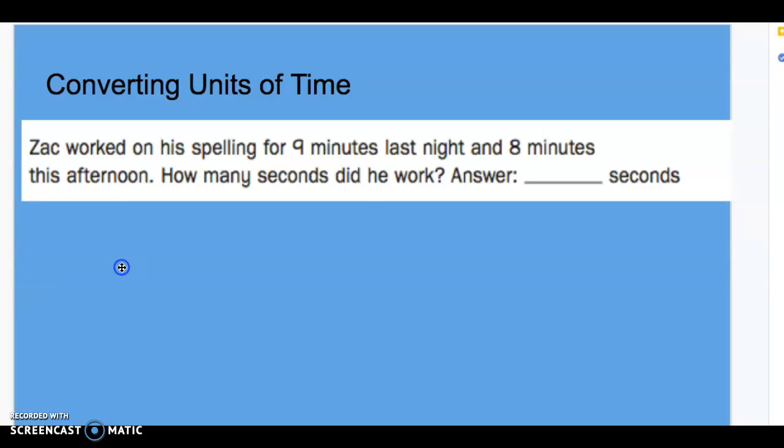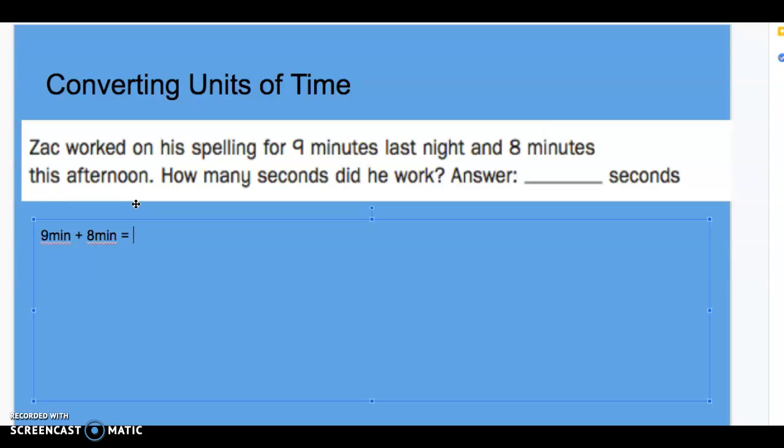All right, so let's come back together and try to solve this problem together. I know it's asking me to convert to seconds, and I have minutes, so conversions will need to happen at the end. But I also need to put some of these answers together to figure out the real answer. If he worked for 9 minutes last night and 8 minutes this afternoon, my first step would be to add 9 minutes to 8 minutes.